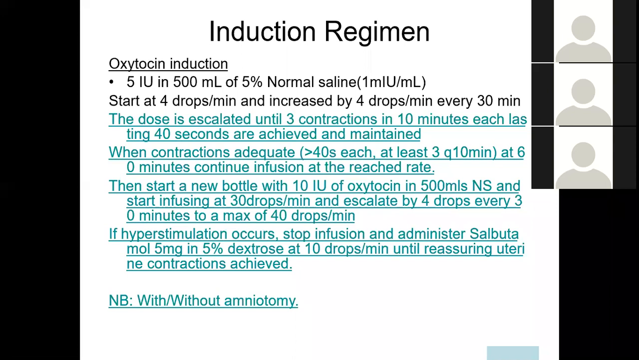If the contractions are not achieved, we start a new bottle with 10 international units of oxytocin in 500 mils of normal saline and start infusing at 30 drops per minute, then escalate by 4 drops every 30 minutes to a maximum of 40 drops per minute. In case of hyperstimulation, we administer salbutamol 5 milligrams in 5% dextrose at 10 drops per minute until reassuring uterine contractions are achieved.